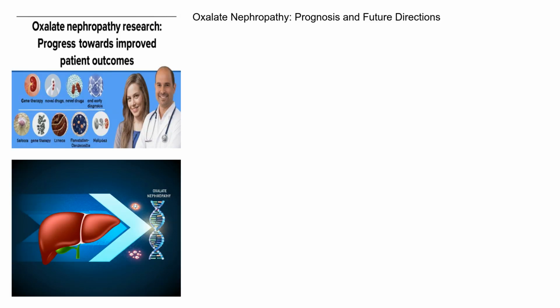The prognosis for oxalate nephropathy varies depending on the underlying cause, the severity of kidney damage, and the effectiveness of treatment. Early diagnosis and management can slow down the progression of the disease and preserve kidney function. In cases of primary hyperoxaluria, early liver transplantation can significantly improve the prognosis. Recent research focuses on developing new therapies to reduce oxalate production and prevent crystal formation. Novel drug targets are being investigated, and gene therapy is being explored as a potential long-term treatment for primary hyperoxaluria.